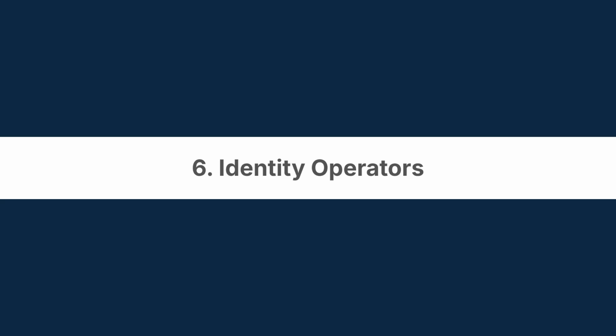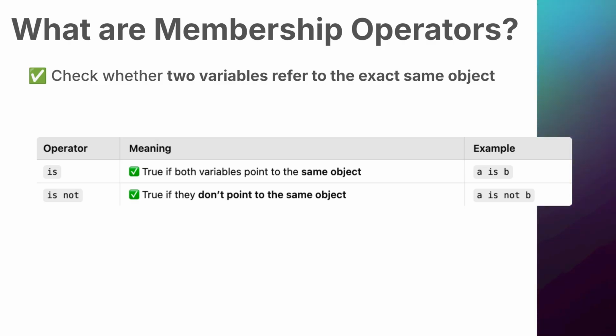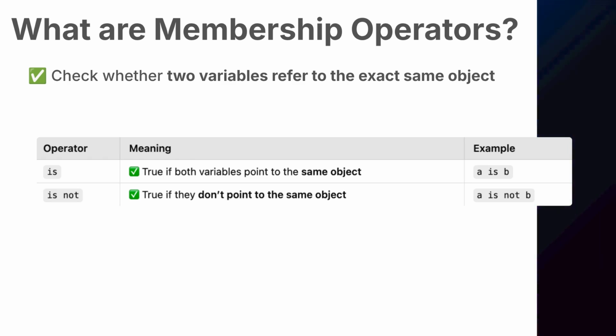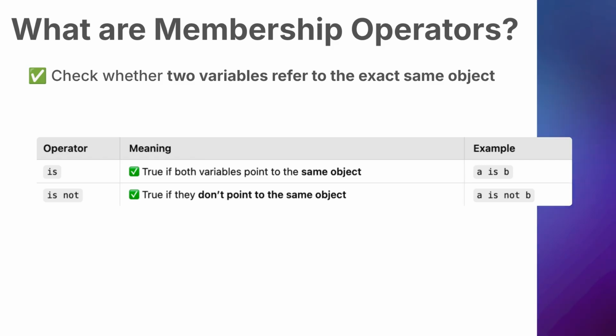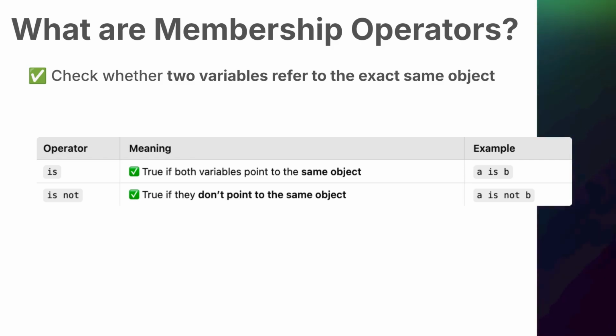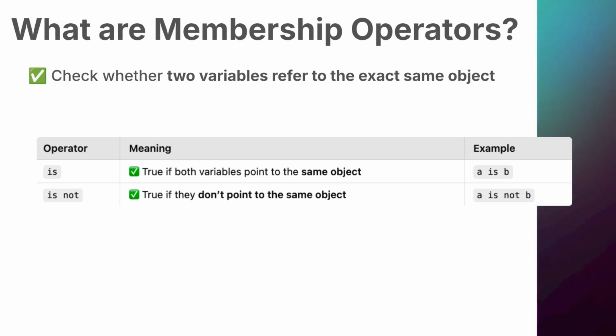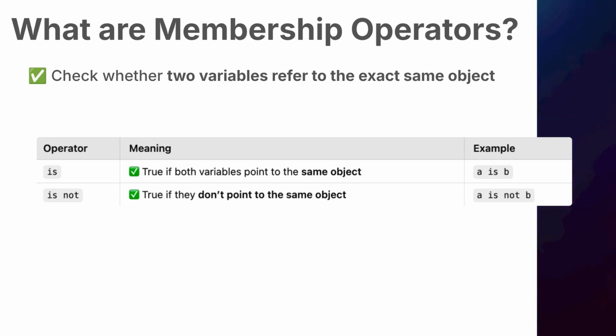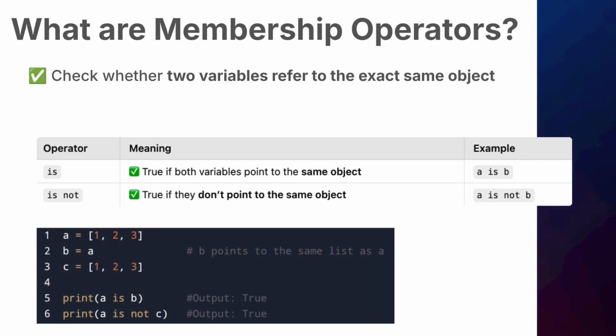Six, identity operators. What are identity operators? Identity operators check whether two variables refer to the exact same object, not just if they look the same. It's like asking Python, are these two the same person, not just twins? Yes, true. No, false. The list shows the identity operators. If both variables point to the same object, it answers true. If not, it returns false. For example, using is and is not with a list.